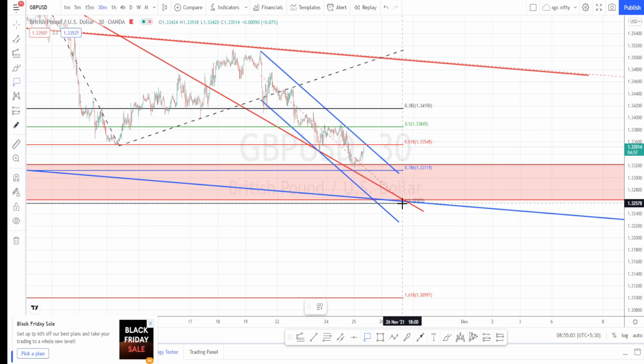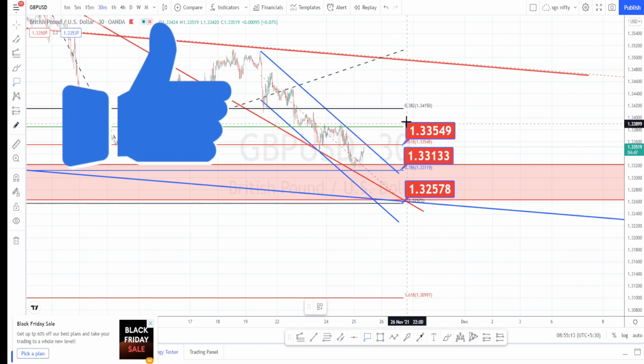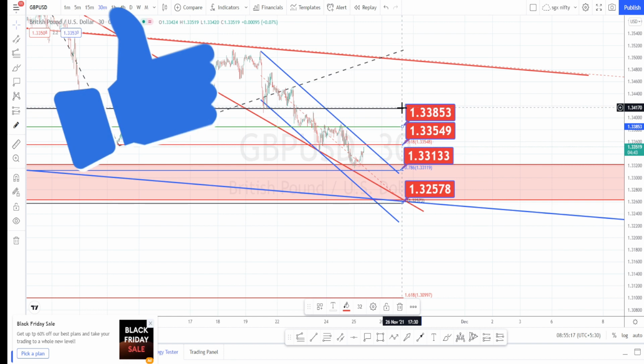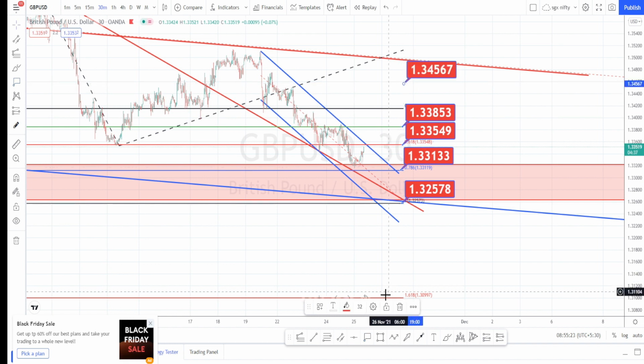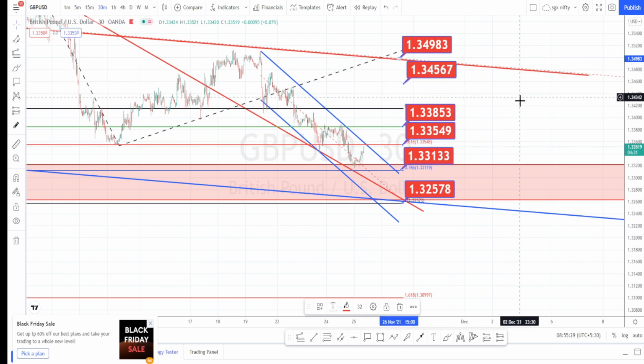So this is going to be acting as a bottommost support. Presently it has taken support at this level, and this is the present resistance. Next level of resistance is going to be here, and next resistance is going to be here, and on the upside next level of resistance is going to be here, and final resistance is going to be here at the midline of the channel pattern of daily time frame. These are all the ranges for today.